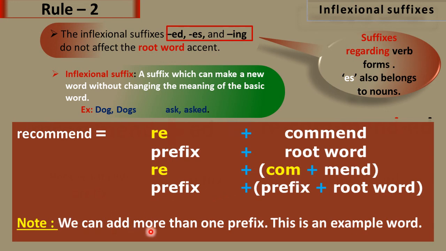Note, we can add more than one prefix, and this is an example. So anyway, try to remember one thing: the inflectional suffixes -ed or -es and -ing cannot affect the root word accent. Got it?